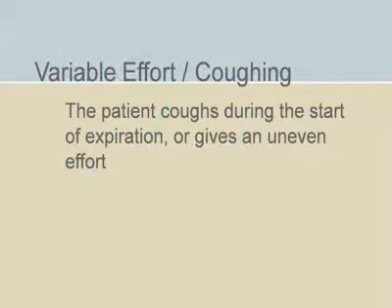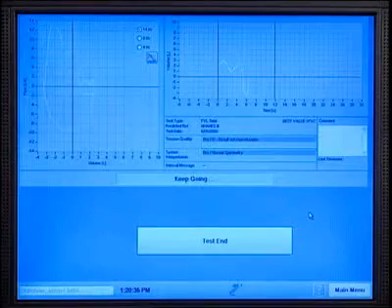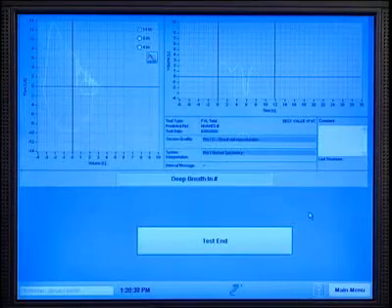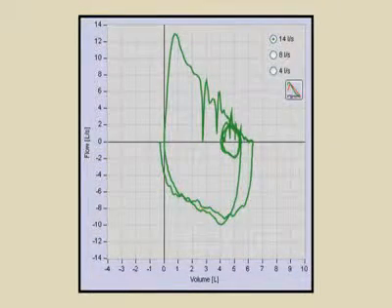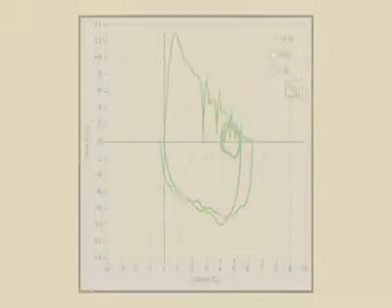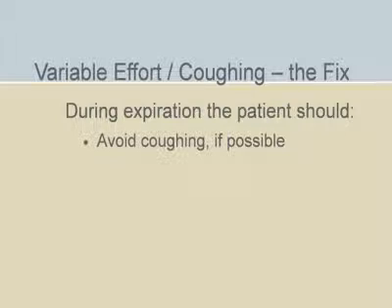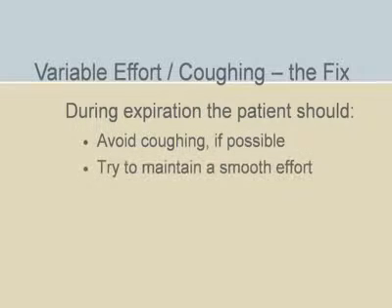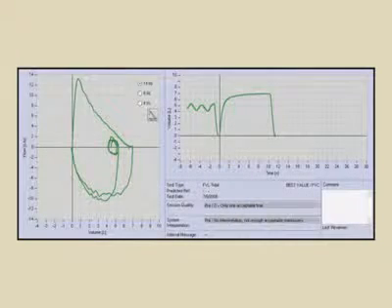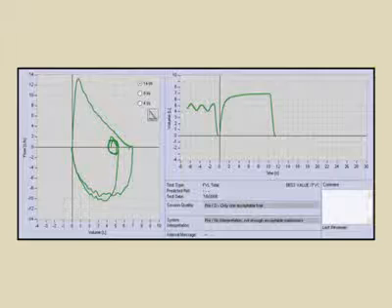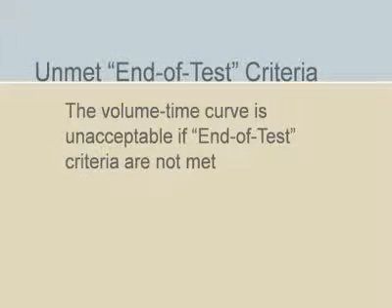Coughing during expiration and other uneven efforts is unacceptable. If the patient coughs during the first second of expiration or puts forth an uneven effort during expiration, have him or her repeat the trial. There should be no coughing during the first second of expiration, and the graph should exhibit a smooth and continuous curve. A maneuver is not acceptable if end of test criteria are not met.